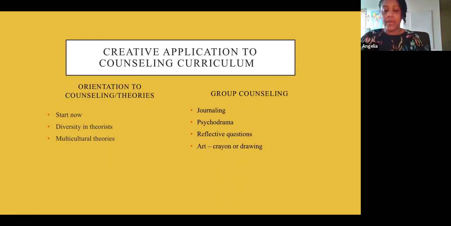And then we'll talk more about the reflective questions in our example, and then allowing members of the group to use artistic expression to communicate what they are feeling as it relates to culture in the group, and then of course processing that. Donnette?